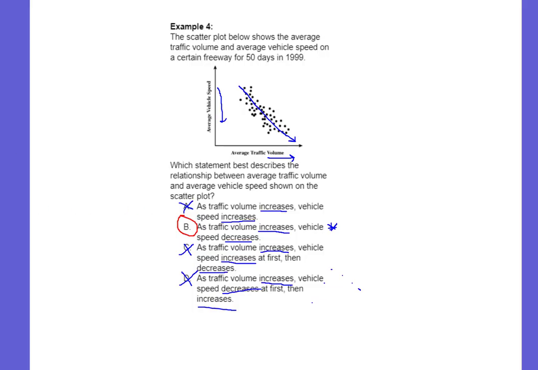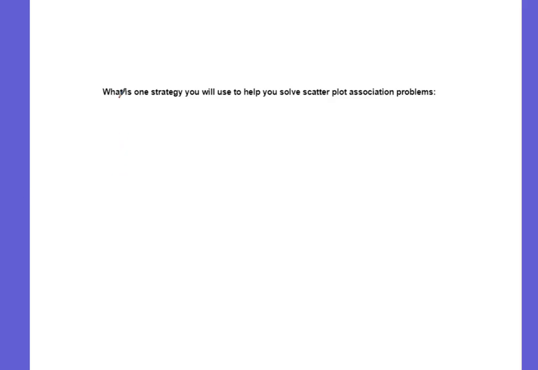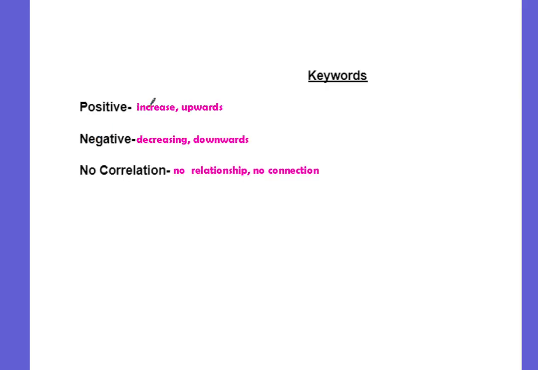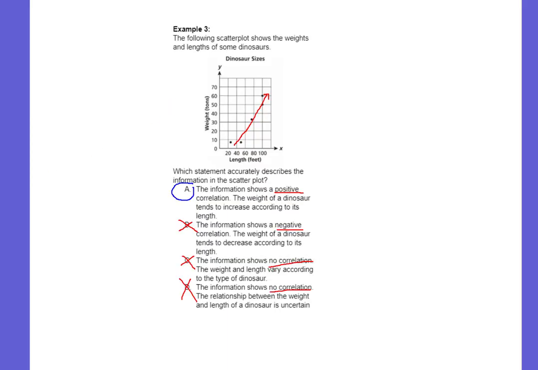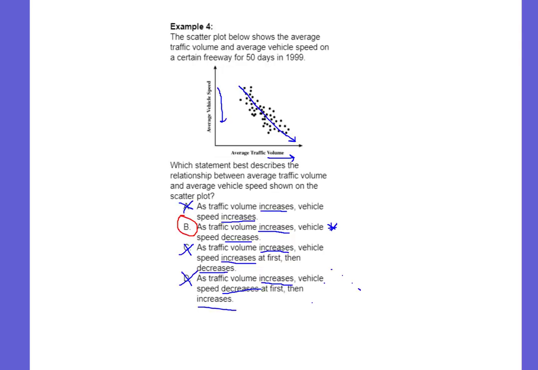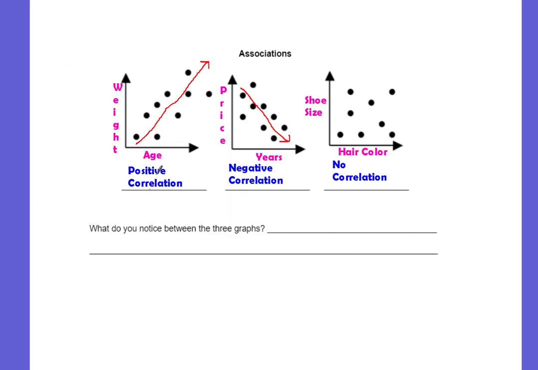Alrighty, let's wrap up what we've learned so far. What I would like for you to do is go ahead and write down in your notes, what is one strategy you will use to help you solve scatter plot association problems? When you're done writing it on your paper, type it out on here as well. Okay, a couple of things that you could have written down were remembering keywords so that you can look for answer choices that match with that. What you could also do is draw lines to show your relationship. That way it reminds you whether something's going up for increasing and being positive, or down if it's going downwards for negative correlation. And then the last part is just remembering what your three correlations are.